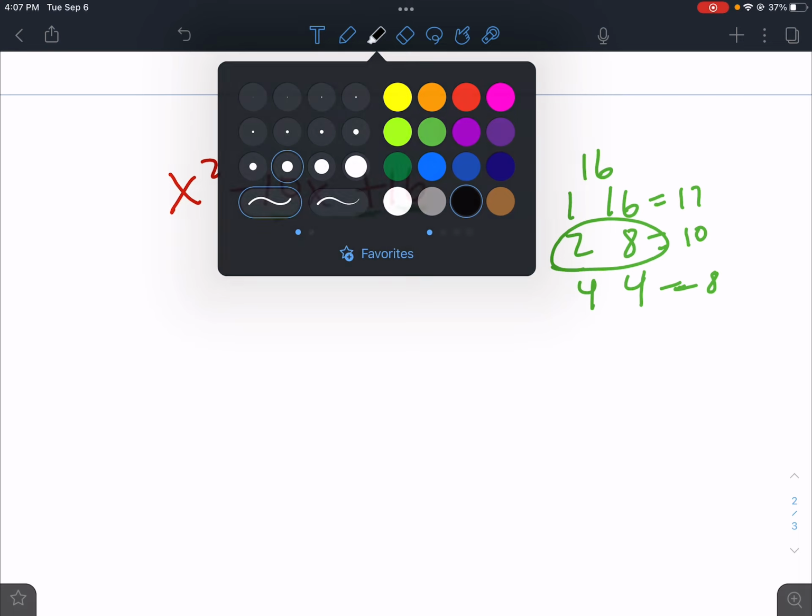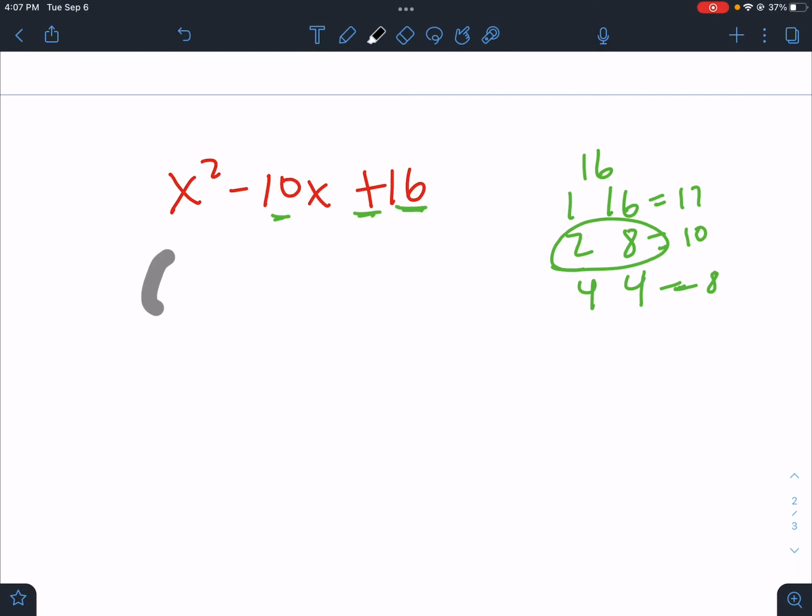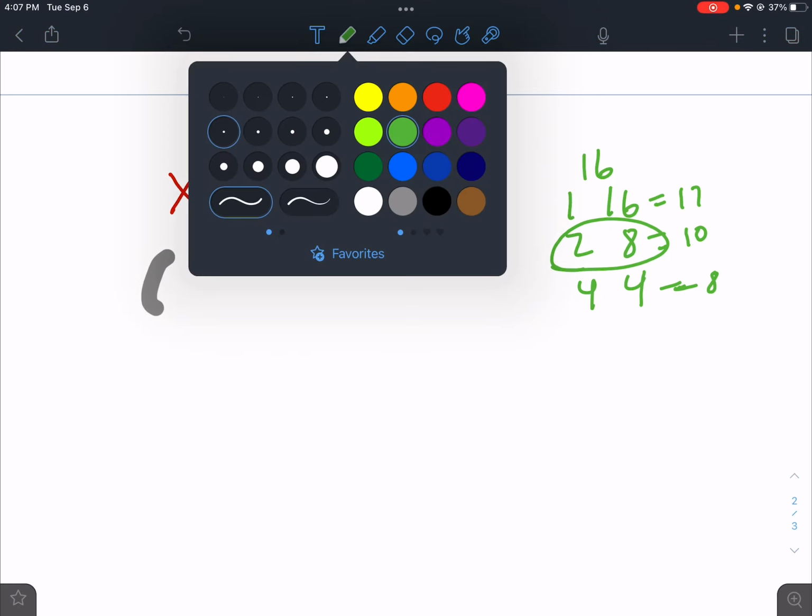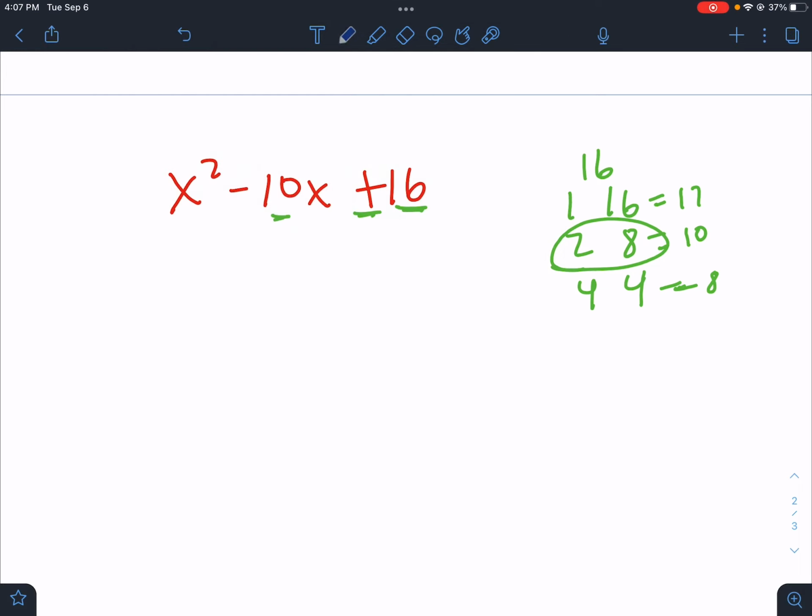All right. So this is what you should be doing. We make our parentheses. We know it's going to be x and x. We know it has to be 2 and 8. How do you get negative 10 from the numbers 2 and 8? You would have to subtract them both. So negative 2 and negative 8 produce negative 10. And then negative 2 times negative 8 equals positive 16. Remember, everything in green you're doing in your head. You're asking yourself, what factors of 16 add up to negative 10?